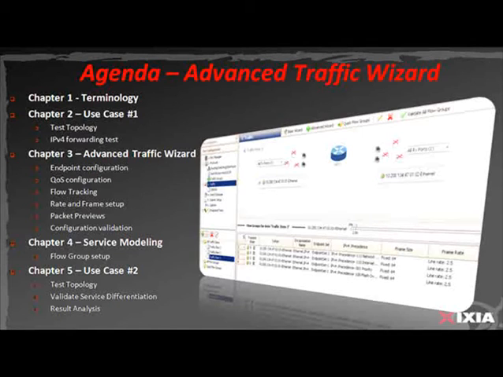We will spend time explaining the endpoint configuration options within the Traffic Wizard, the enhancements that have been made to the QoS configuration, how to enable flow tracking, rate and frame size setup, packet previews, and configuration validation for the wizard run that has just been completed.